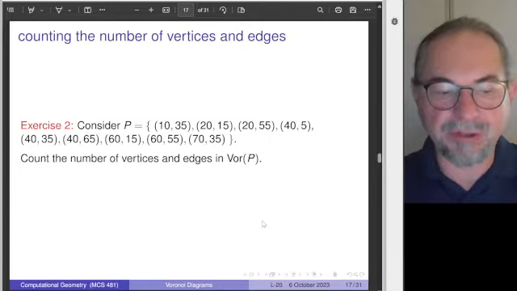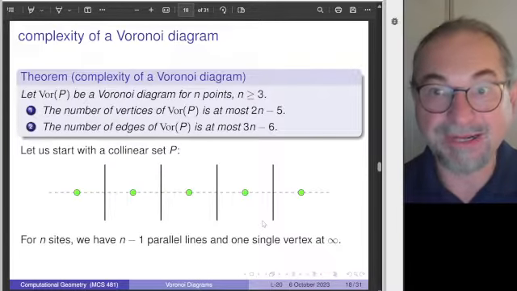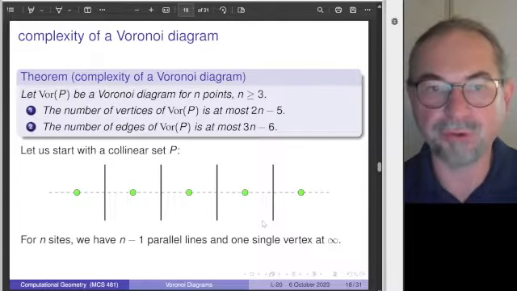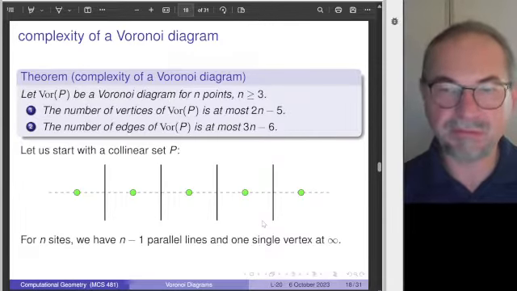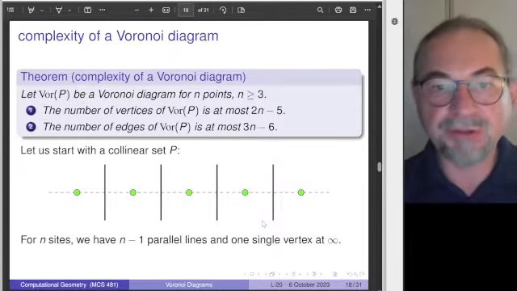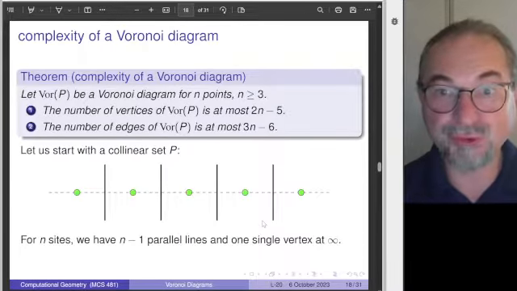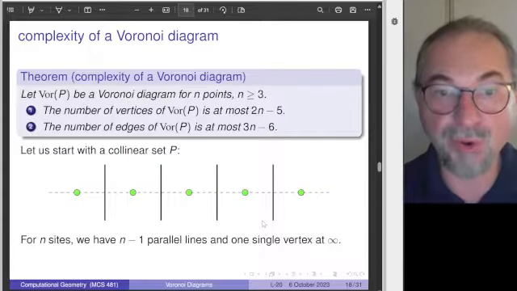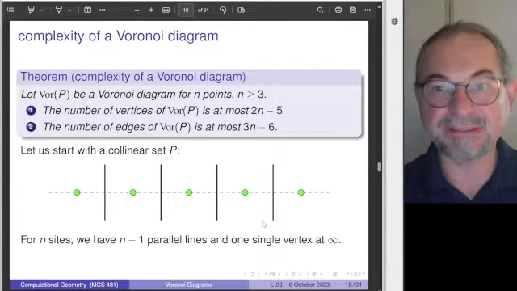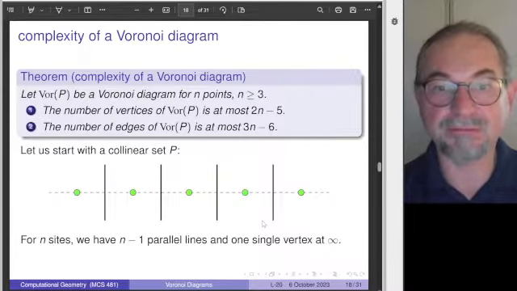Because the main result follows here on the complexity of a Voronoi diagram. For n points, at least 3, the number of vertices is at most 2n minus 5. The number of edges is at most 3n minus 6. So we have very precise bounds.